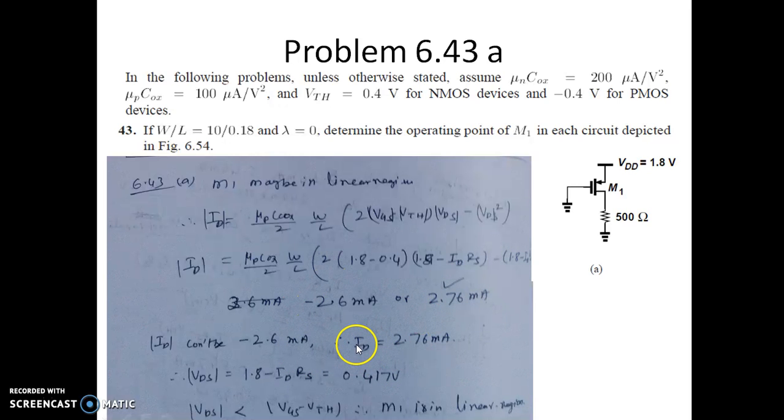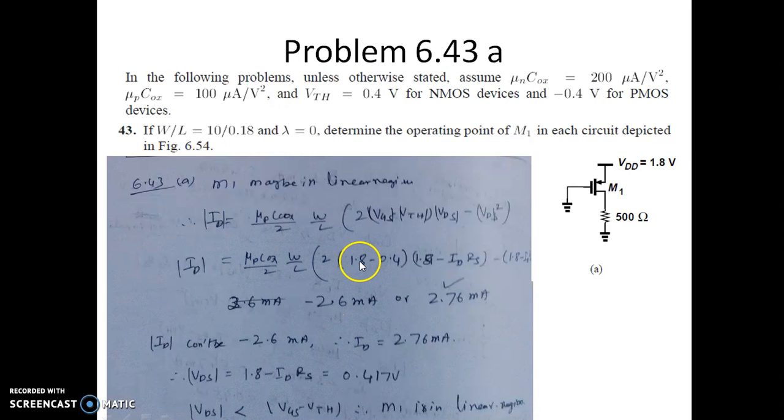So let us substitute the value of ID, which is 2.76 milliamperes, which we got from this, onto this, and then try to find out what is the magnitude of VDS. Magnitude of VDS is nothing but 1.8 minus ID into the resistance 500 ohms. So this comes out to be 0.417 volts.